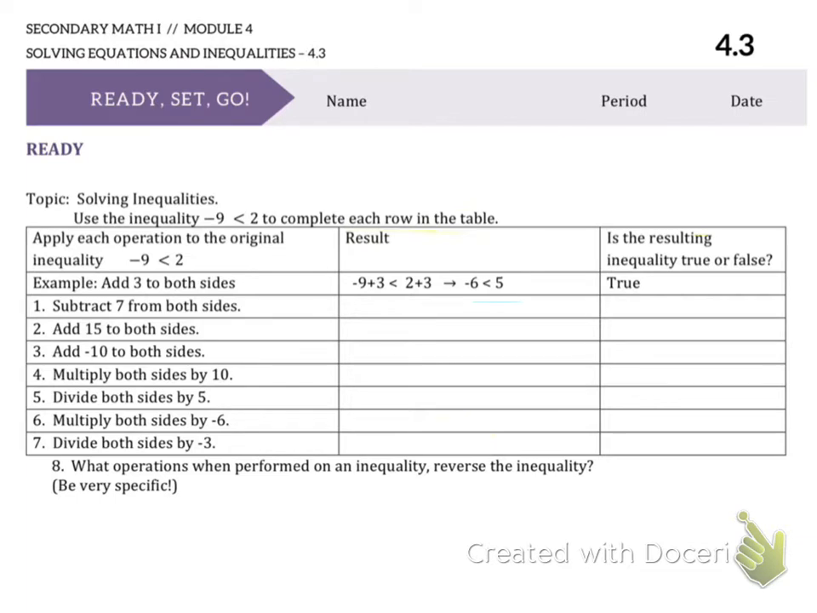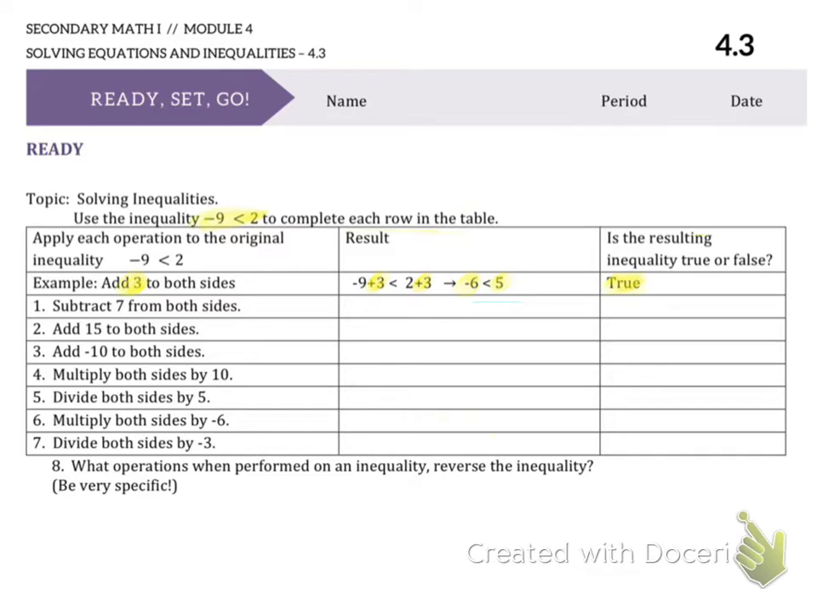Solving the inequality, we have been given this inequality, -9 is less than 2, and we have to fill in the tables here. Very first example, they say add 3 to both sides. So in this same inequality, you're adding 3 to both sides and then seeing what the final product is. -9 plus 3 is -6, less than, you just keep the same inequality symbol, 2 plus 3 is 5. Now you compare and see, is that true? Yes, -6 is less than 5, that's true.